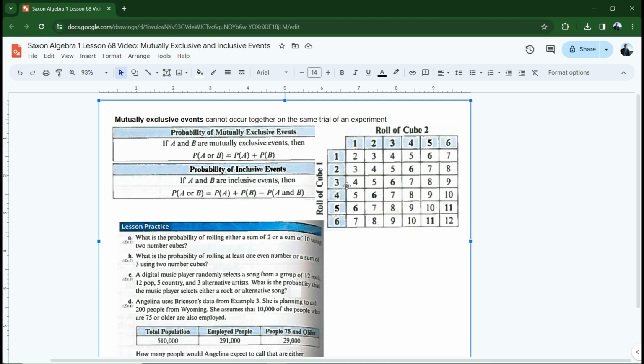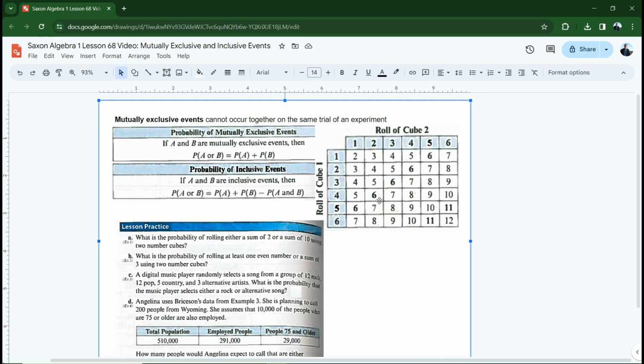Okay, now let's think about this. Are there mutually exclusive events tied to a number cube? Well, sure there is. Rolling a 6 and rolling an 8. There's no possible way for me to roll a 6 when I add together both number cubes and an 8 when I add together both number cubes on the same roll, right? It's either going to be a 6 or an 8. So we would say that those are mutually exclusive events.